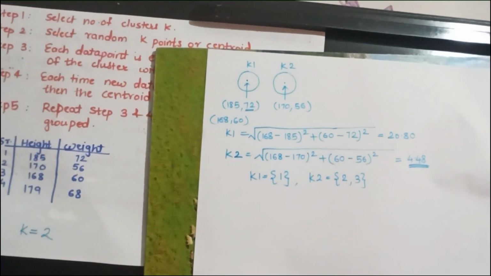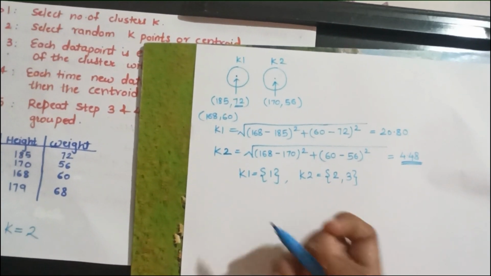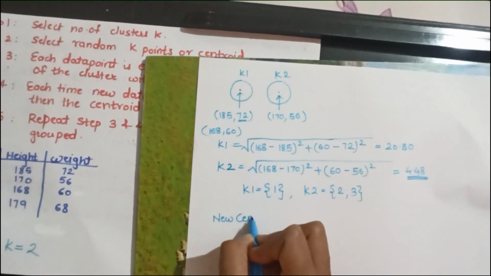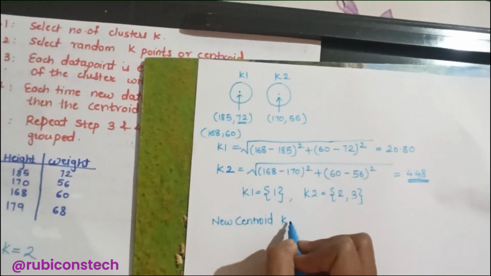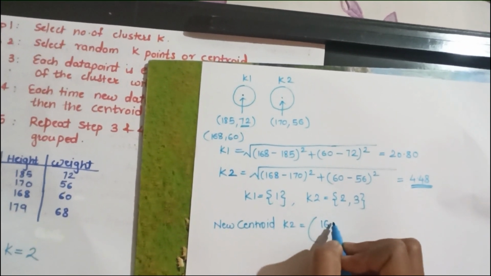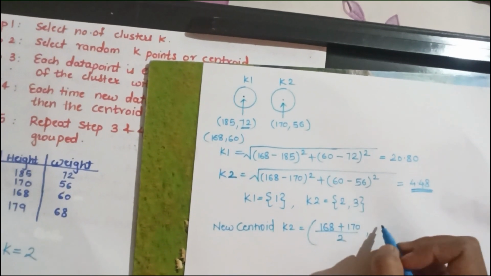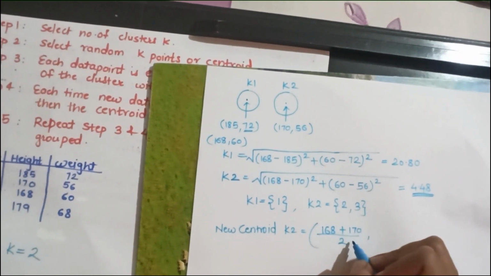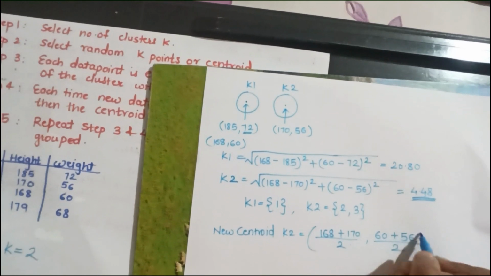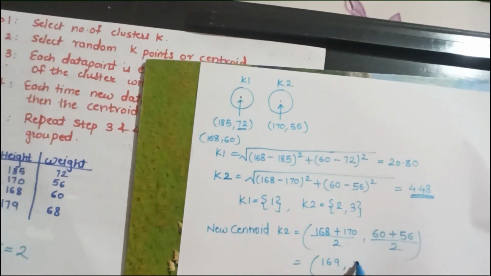Now our step 4 is, every time we add a data point to our cluster, we need to recalculate our centroid value. So now we will calculate the new centroid value for cluster K2. To solve it, the formula is observed value plus centroid value, that is 170, by 2 for height, and for weight, observed value 60 plus centroid value 56 by 2. After calculating this, you get the value as 169 and 58.